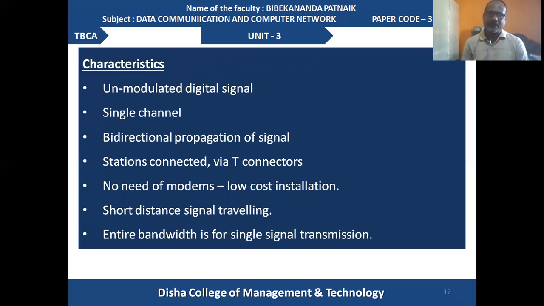And some of the characteristics of unmodulated digital signals: it is not modulated, it is an unmodulated signal, your digital communication. Obviously, the characteristics are that it is a single channel communication with bidirectional propagation of signals. It is not unidirectional, it is bidirectional data communication. And stations are connected via a T connector.